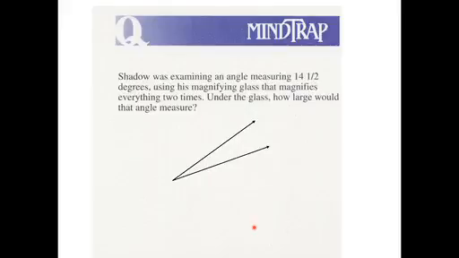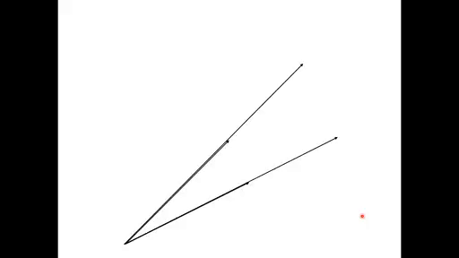Two possible answers, aren't there? It could be 29, which makes sense. It's twice 14.5. Or it could be 14.5. The same? Which one did you come up with? Well, consider this. Here I have that 14.5 degree angle, and here it's twice as large, but take a look at the angle. The angle would be the same.